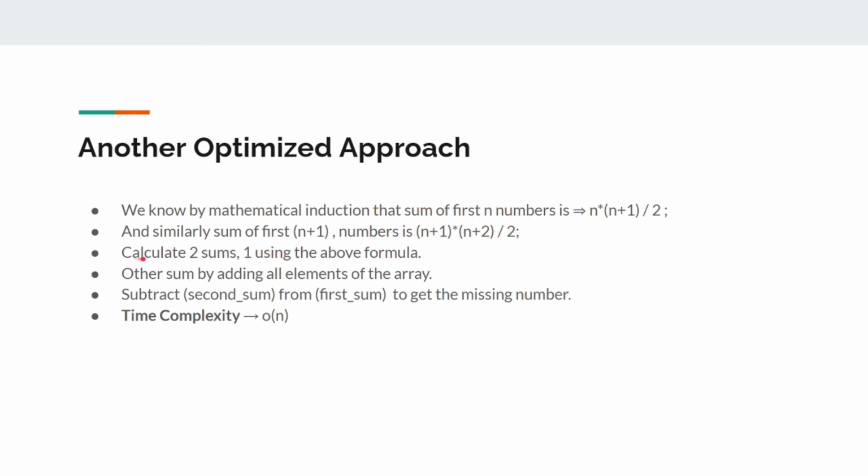The second sum comes from summing all the elements of the array. So we now have two sums, one by adding all the elements of the array, and second by using the formula. In the formula all the numbers from 1 to n plus 1 are included, but in the second sum, that is the sum of all the elements of the array, there is one missing element. So if we subtract both sums, that is first sum minus second sum, we will get the missing number. This is also a very good solution, and the time complexity here again is O of n, because we are summing the elements of the array, and that will take O of n time.